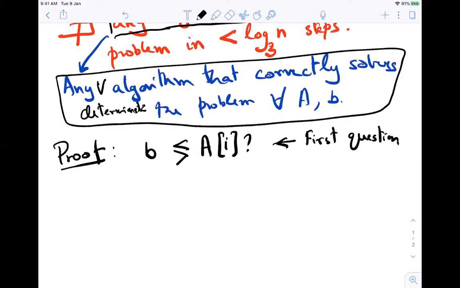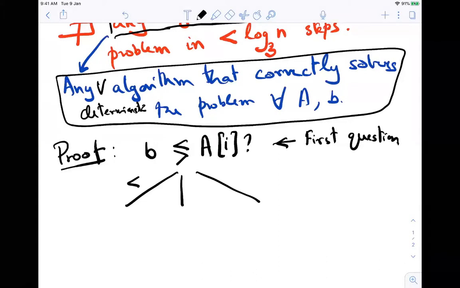Now, it can get three answers, right? One of the answers is that oh, B is less than. One says that oh, B is more than. And one says that B is equal to. Now, that algorithm, if it gets B is less than, what happens? It now decides to ask another question.